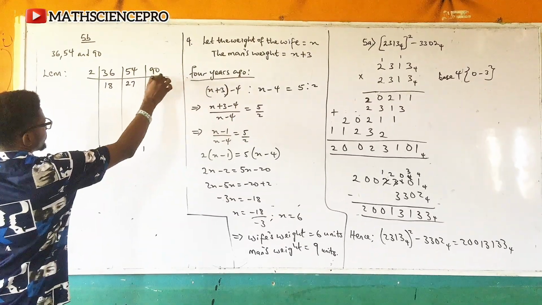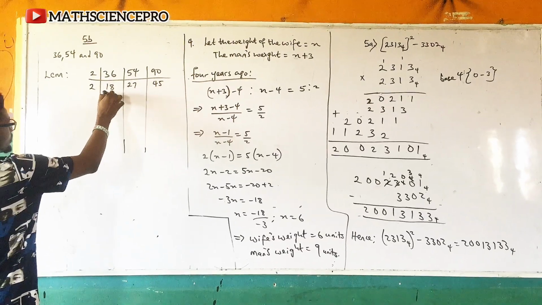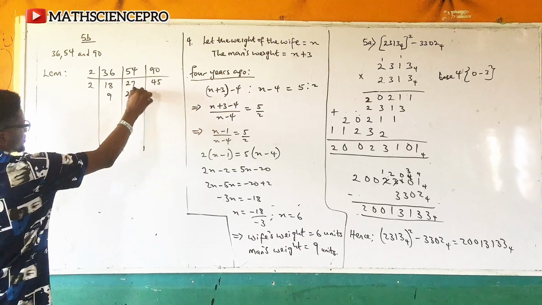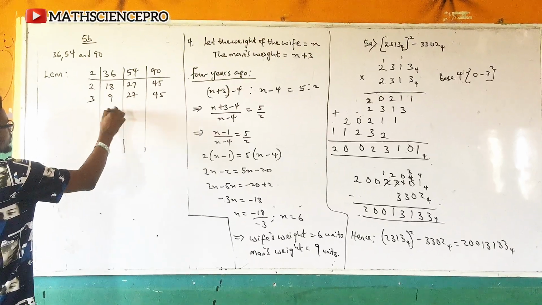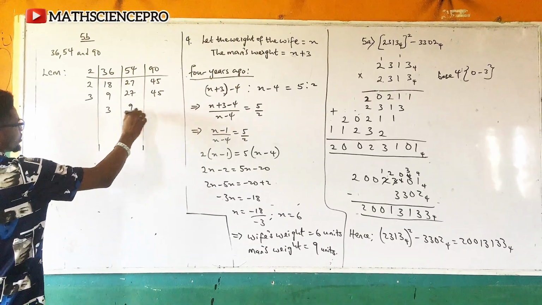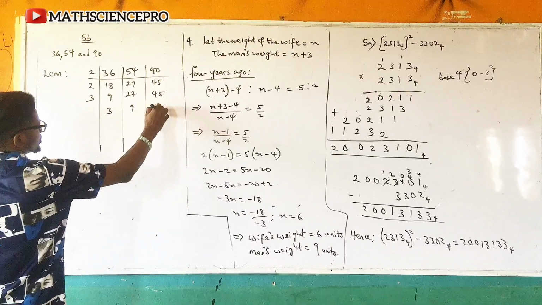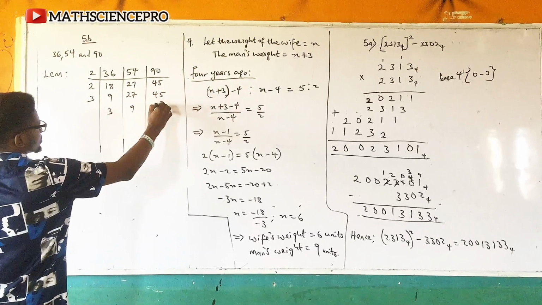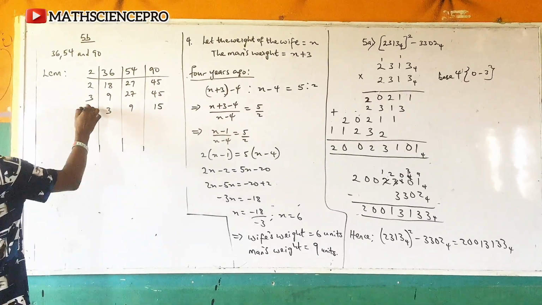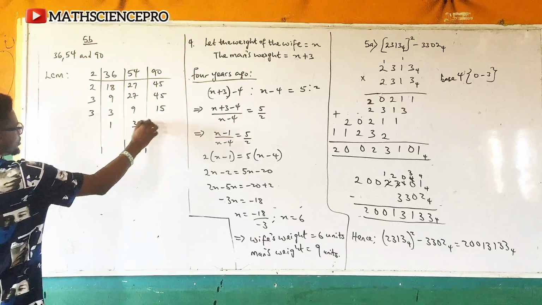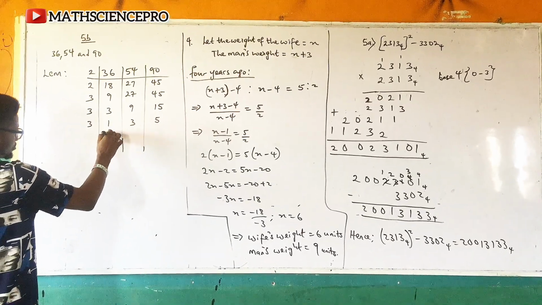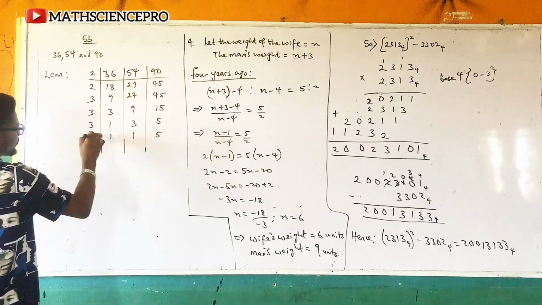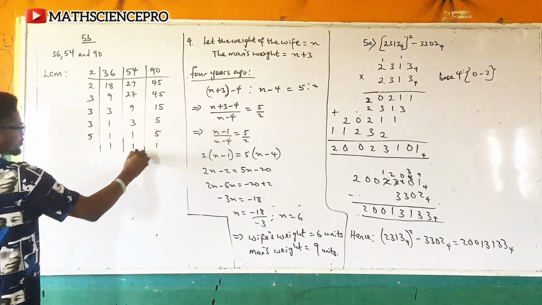2 can still go here, so I have 27. Still have 45. I go with 3. I have 3. It's going to be 9. This is going to be 15. So I still have my 3. It's going to be 1, 3, 5. I still have my 3. It's going to be 1, 1, 5, then 5, 1, 1, and 1.